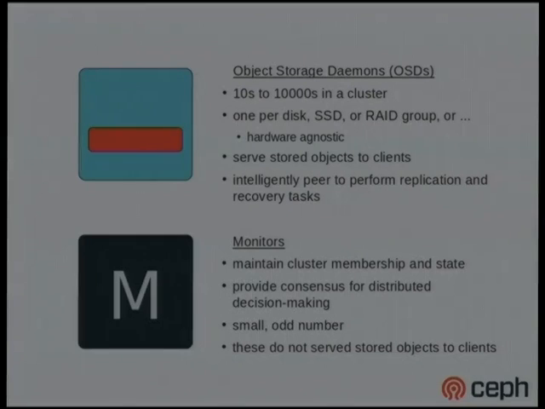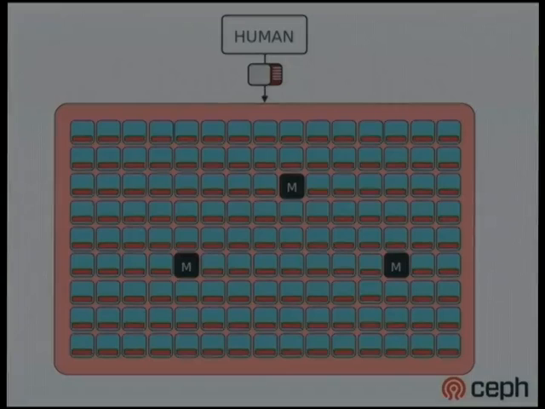But then there's a small number of nodes that we call monitors that are responsible for herding the cats to make sure that everyone has a consistent view of who's up and who's down and what everyone's supposed to be doing. So usually 3 or 5 of these in a typical cluster.